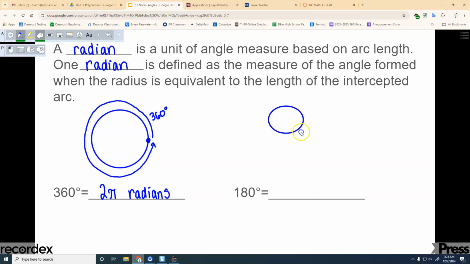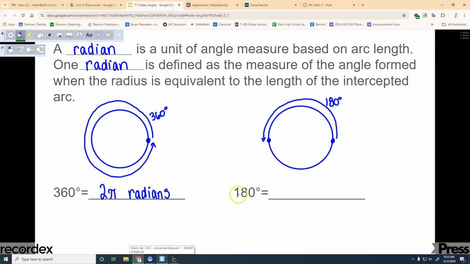For 180 degrees, 180 degrees would be half of the circle, right? So if 360 equals 2 pi radians, what is 180 degrees going to equal? 180 is half of 360, right? What would half of 2 times pi be? Just pi. It's going to be pi radians.